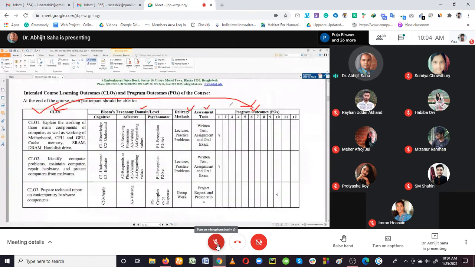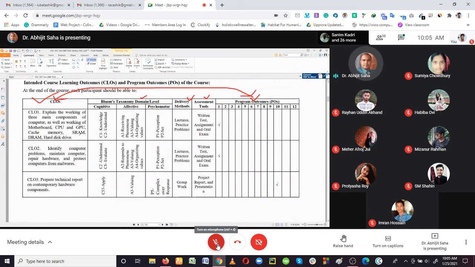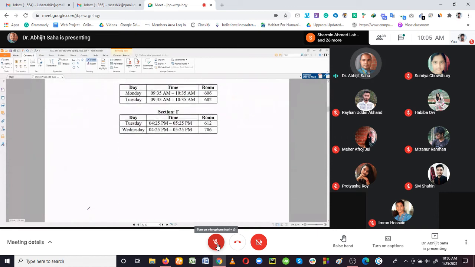You can understand that we are targeting PO1. That means most of the things in this course are at the knowing and understanding level. So you need to memorize the things as well as understand them. Then you are going to have a good idea about the different topics of this course.